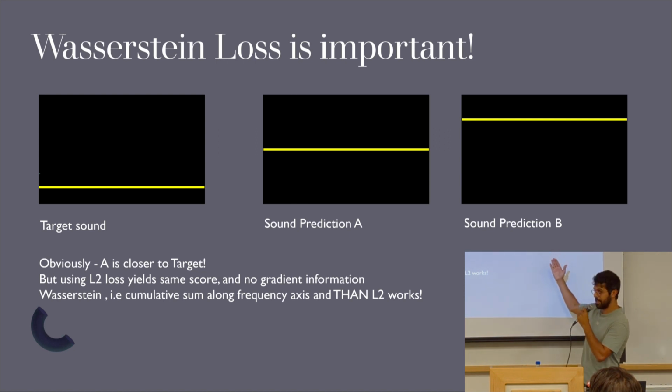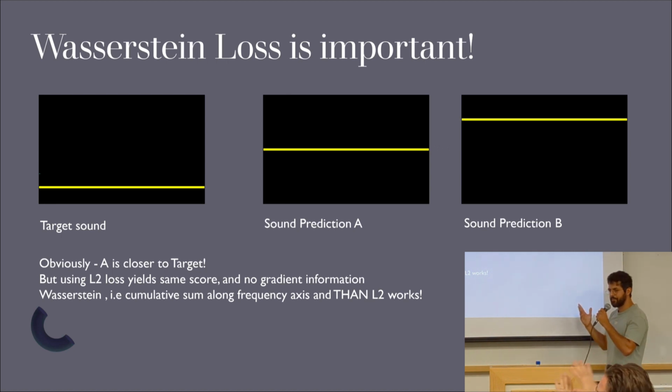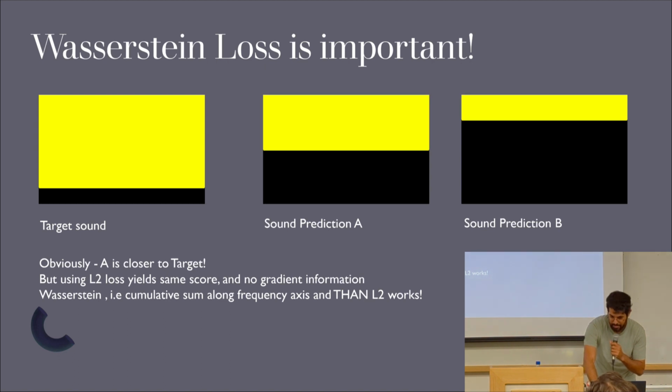If you just take L2, this is all zeros and the yellow line is 1. If you make the difference, it's the same. So you must use Wasserstein loss, which just sums along some line and then makes the difference. Okay, so then we can get some frequency.